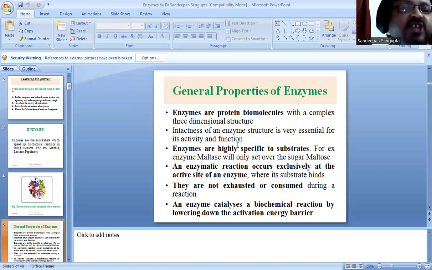These are some general properties which we have gone through, and the very important ones are highlighted, which you must remember and always stay prepared with at the back of your mind, all these general properties of enzymes.